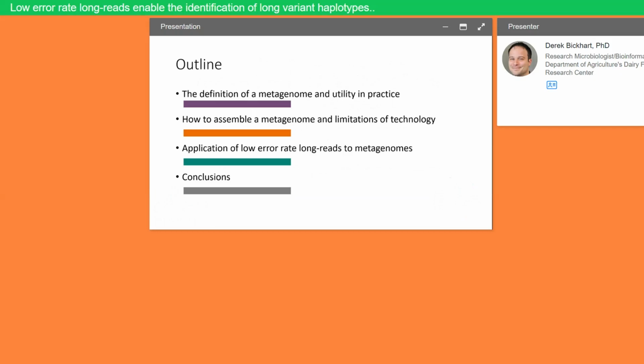I've sectioned my talk into three distinct topics. The first, I wanted to give some background information on what a metagenome is and what its use is in the research community. Then I'd like to talk a little bit about the complexities of assembling the metagenome and the limitations imposed by DNA sequencing technologies. Finally, I'd like to talk about a big breakthrough that I feel will change the field of metagenomic sequencing and assembly, and to conclude my talk at the end.